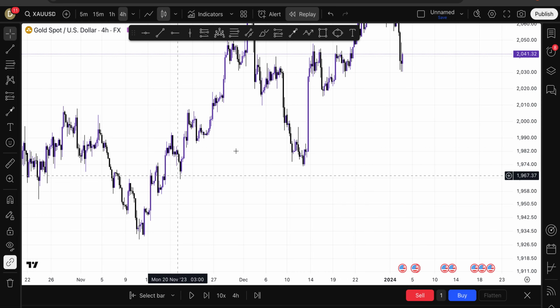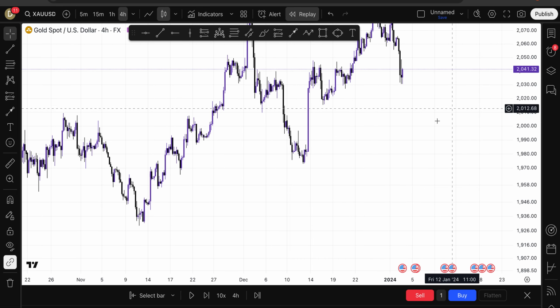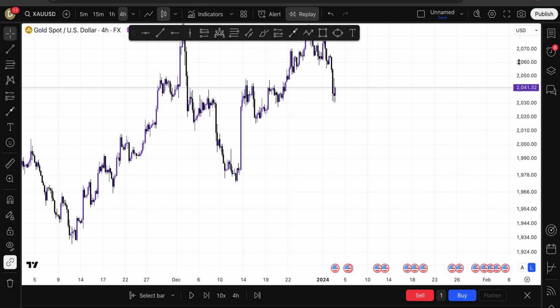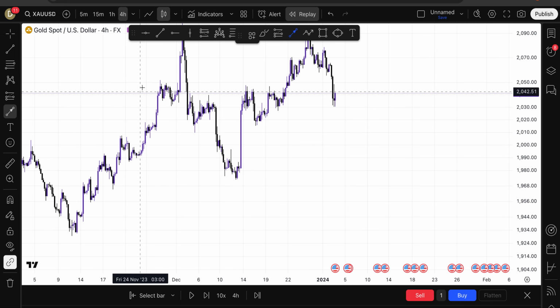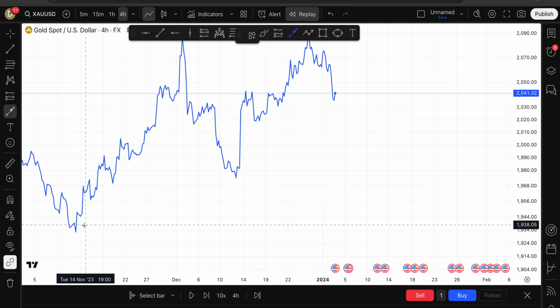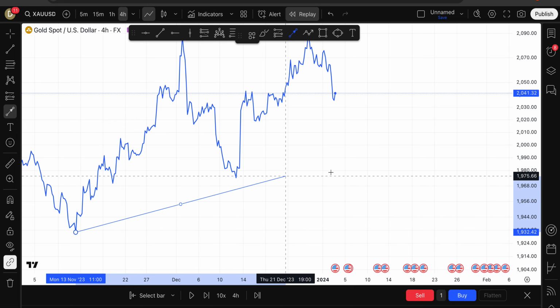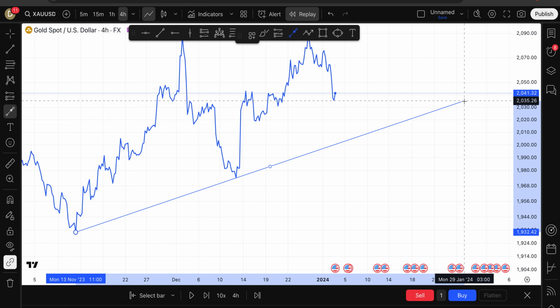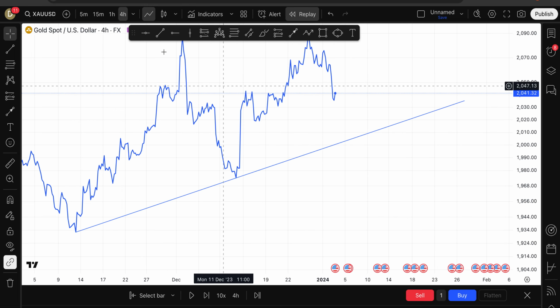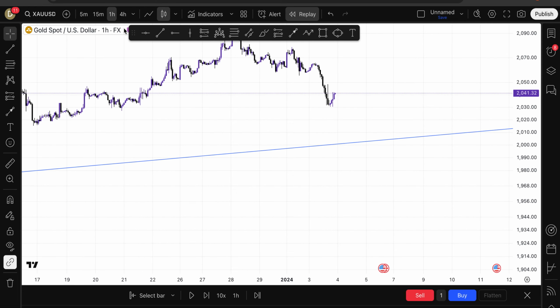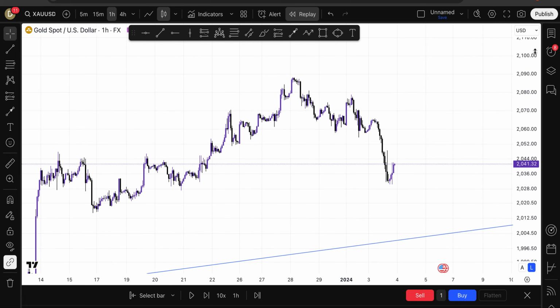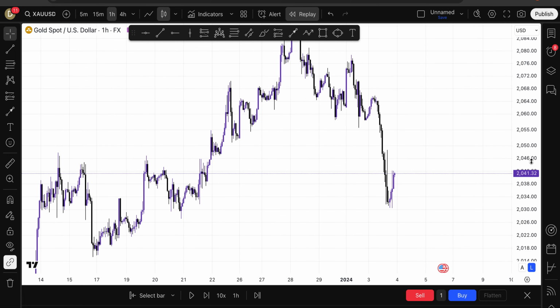First of all, what we do is check our 4 hour time frame for the overall bias. That is what is going on in the market. So basically we are in an uptrend, so we'll be looking for buys. Then let's check what is going on in the 1 hour time frame.